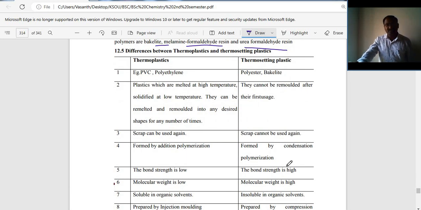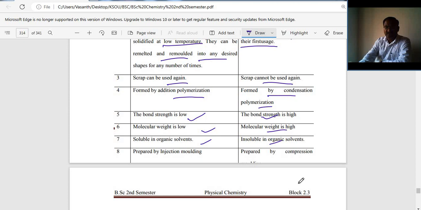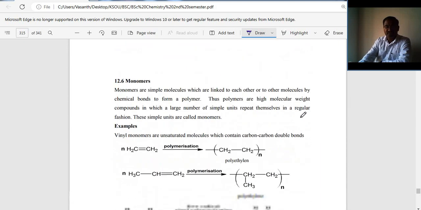Next we discuss the differences between thermoplastics and thermosetting plastics. Thermoplastics melt at high temperature and solidify at low temperature. They can be remelted and remolded into any desired shape a number of times. Thermosetting plastics cannot be remolded after their first use. Scrap can be used again for thermoplastics; scrap cannot be used again for thermosets. Thermoplastics are formed by addition polymerization, thermosets by condensation polymerization. Bond strength is low in thermoplastics, high in thermosets. Molecular weight is low in thermoplastics, high in thermosets. Thermoplastics are soluble in organic solvents, thermosets are not. Thermoplastics are prepared by injection molding, thermosets by compression molding.